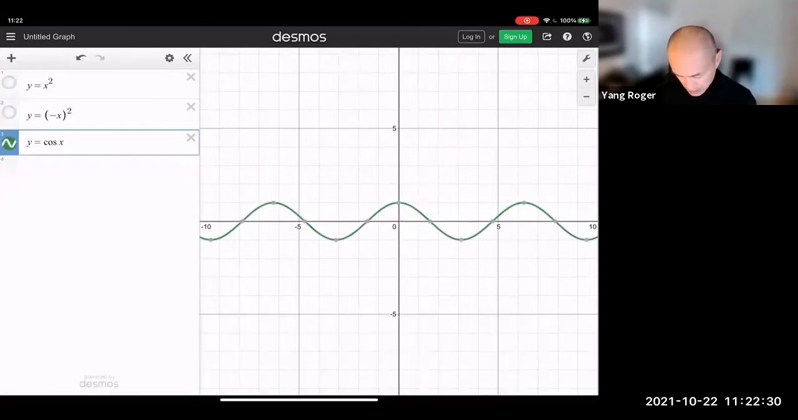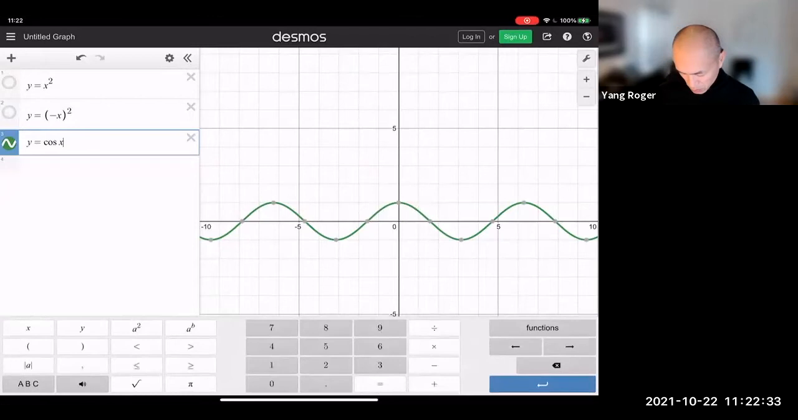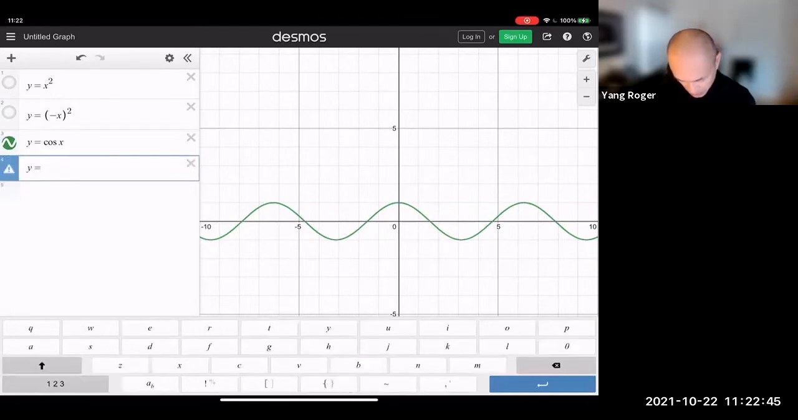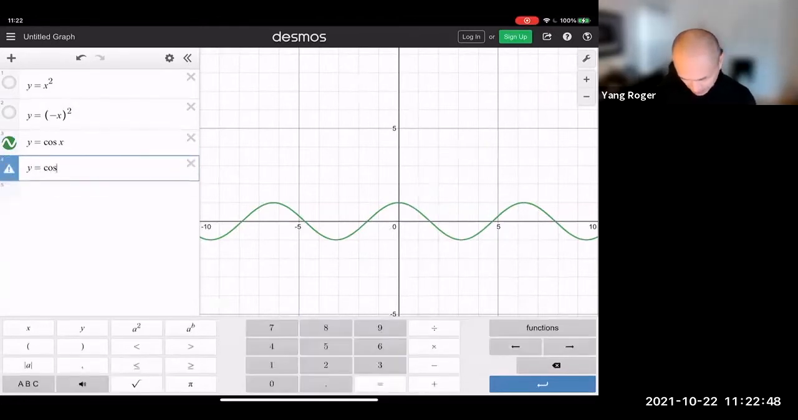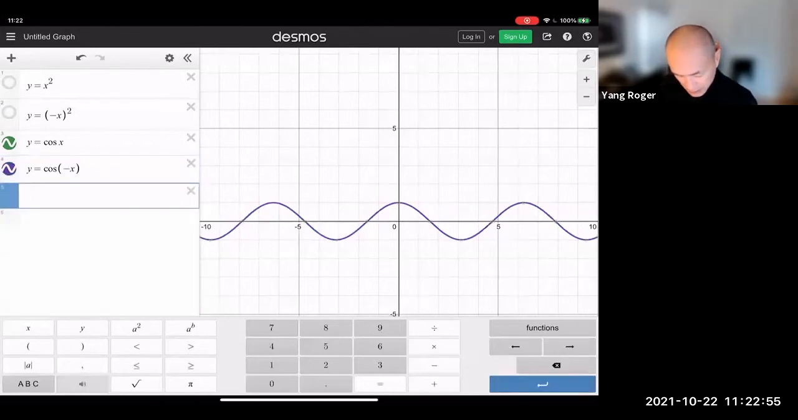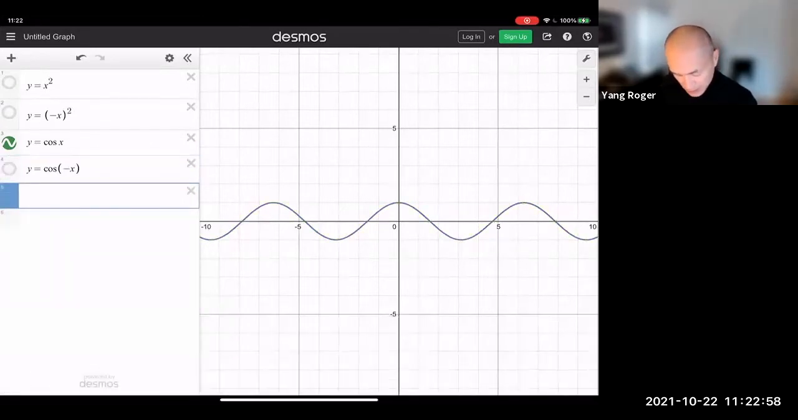Let's hide these guys. Okay. So first of all, when I look at this graph, I could see I could reflect it about the y-axis and I get the same graph. But if I were to check it using the software, I get y is equal to cosine, and then if I insert a negative x here, I get the same exact graph. Can you guys see that? So here's the original graph. If I plot cosine of negative x, I get the same graph back. So this is an example of an even function.